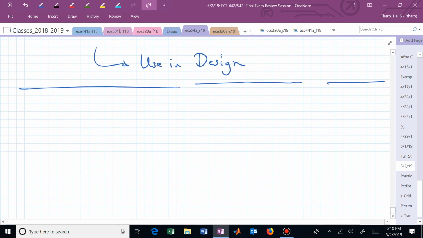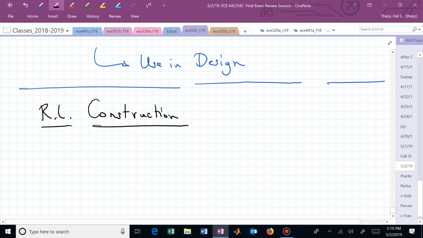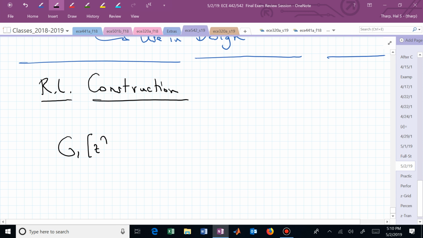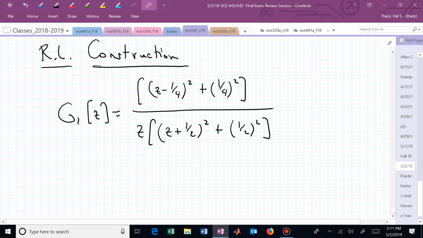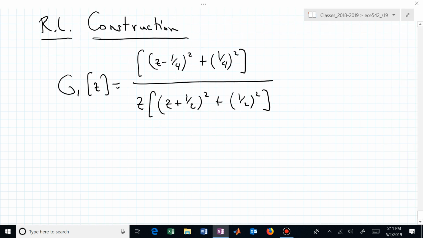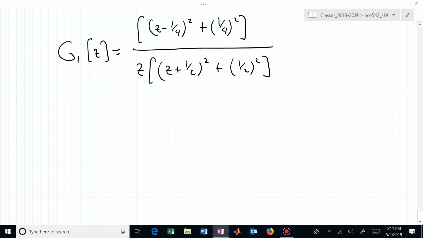What if I gave you the following root locus construction exercise. Suppose I said, okay, here's G1 of Z, and the numerator looks like the following: Z minus 1/4 squared plus 1/4 squared, and the denominator is Z, and Z plus 1/2 squared plus 1/2 squared. Can you see what that's presenting you with in terms of poles and zeros?